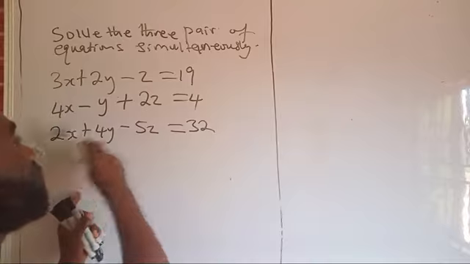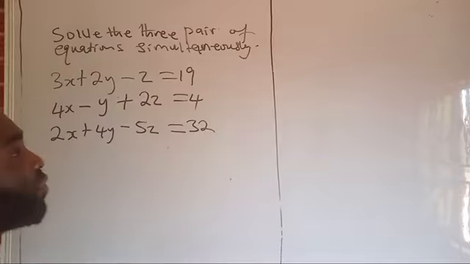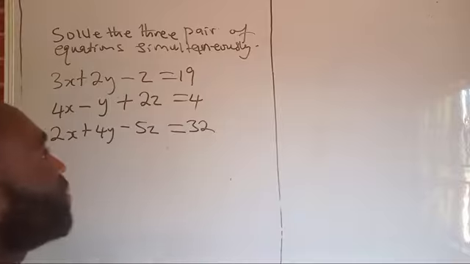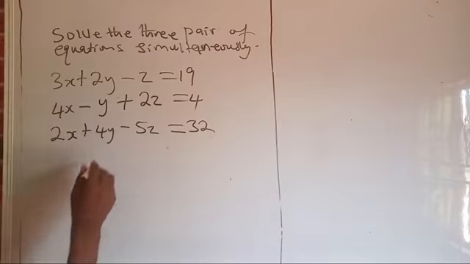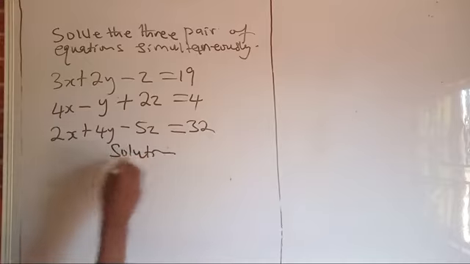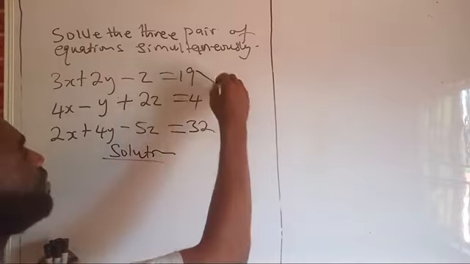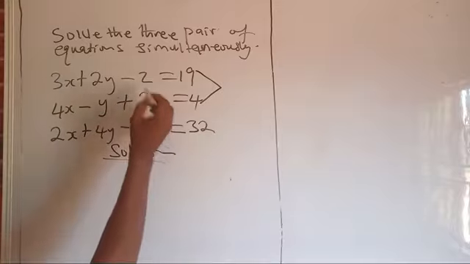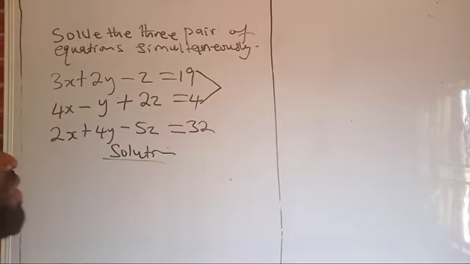In solving three pairs of equations simultaneously, you use the same method of elimination, but you make sure you eliminate the third variable so that you only have to handle two variables. So let's start. We have these three pairs of equations here. We are going to go with the first two equations, because we want to eliminate z so that we have only two variables to solve simultaneously.